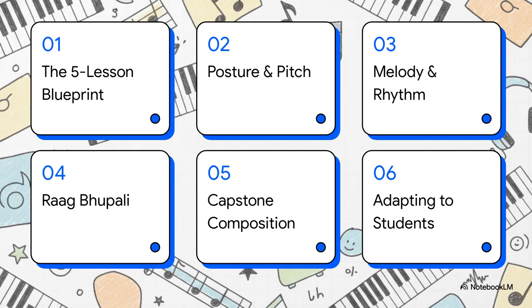So, here is our roadmap for today. We'll start with the 5-lesson arc blueprint, then look at foundation, posture, and pitch, followed by building melody and rhythm. After that, we'll cover identity, introducing Rag Bhupali, look at the capstone composition, and finally, wrap up with adapting to every student. It's an amazing, carefully engineered chain where everything connects.